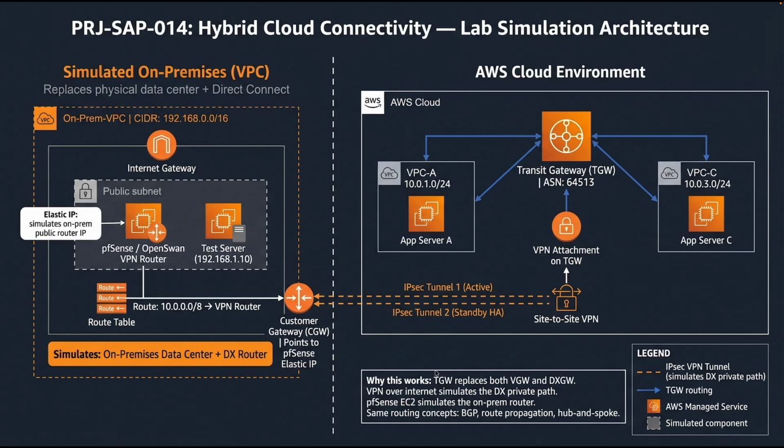We have the same routing concepts as Direct Connect because we have BGP routing, we have route propagation, and we also have hub and spoke routing here from our Transit Gateway.